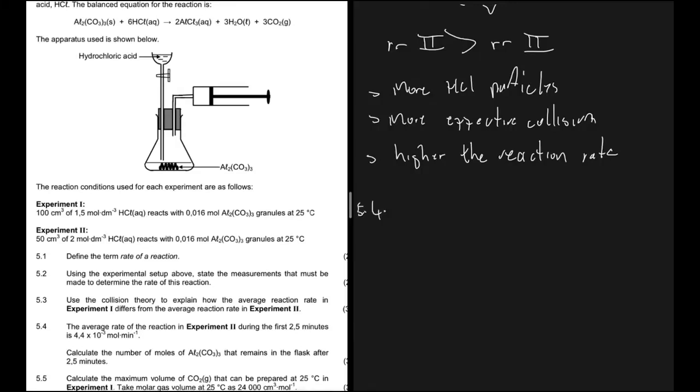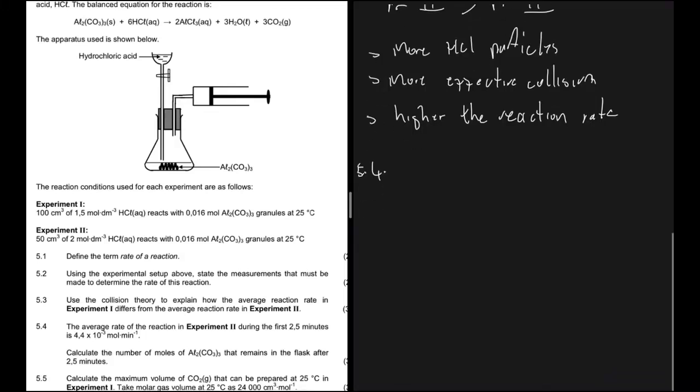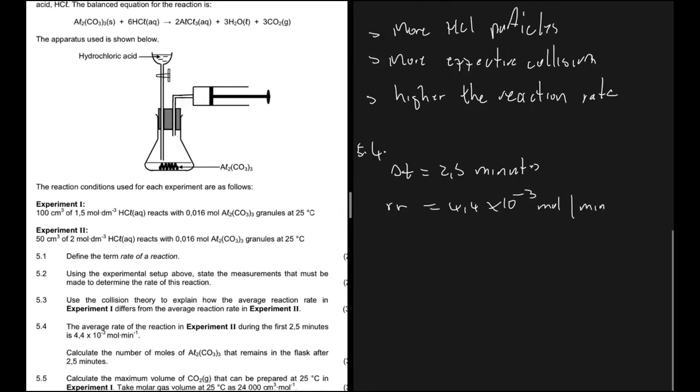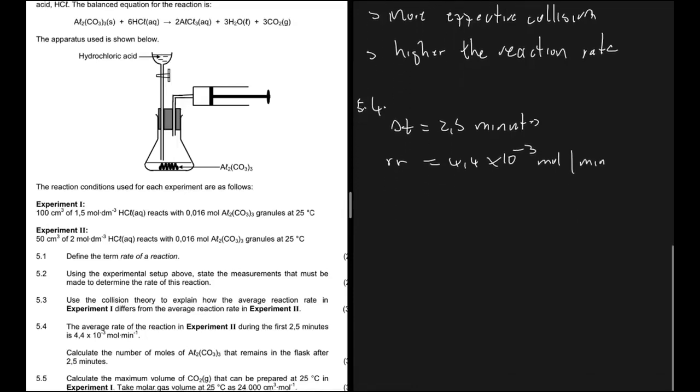And then 5.4 says the average rate of the reaction in experiment 2 during the first 2.5 minutes is 4.4 times 10 to the minus 3 moles per minute. So let's write that we have delta T, which is 2.5 minutes, and then we have the average rate of reaction, which is 4.4 times 10 to the minus 3 moles per minute, right? And then the question says calculate the number of moles.